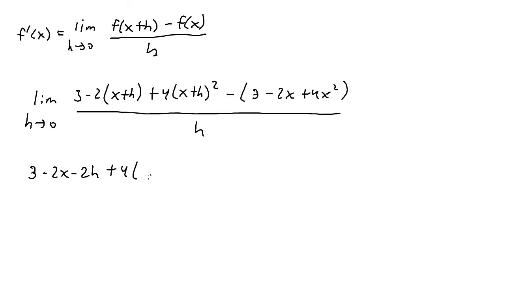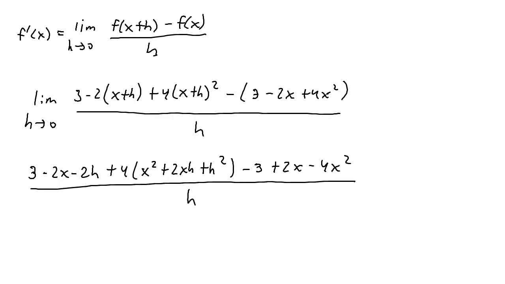So x plus h squared is going to be x squared plus 2xh plus h squared. And then I can go ahead and distribute the negative inside the parentheses. So I have minus 3, and then plus 2x, and minus 4x squared, all over h. So now I'm just going to go ahead and simplify even further by distributing the 4 into the parentheses.